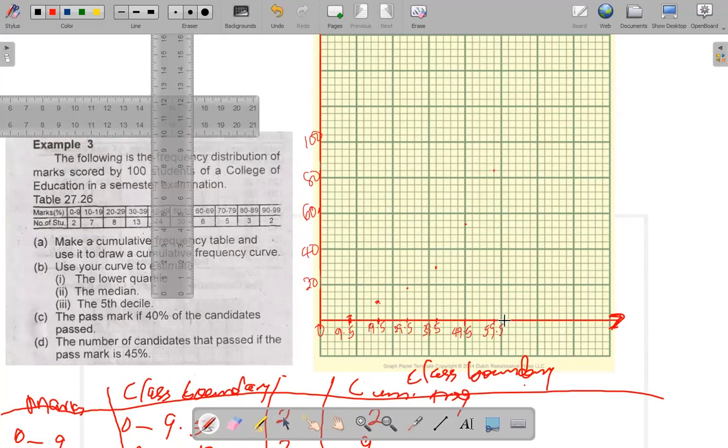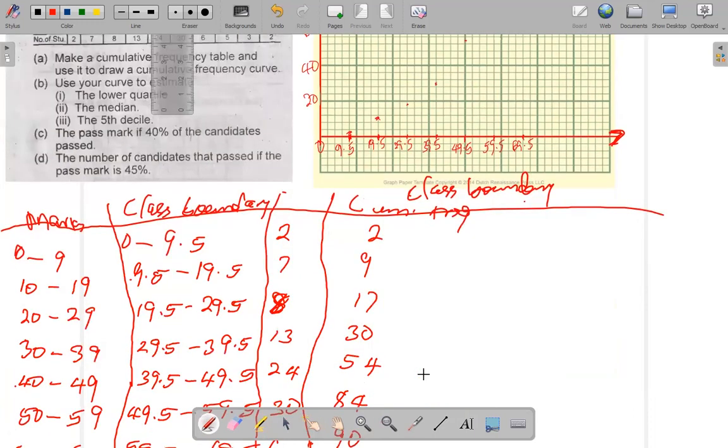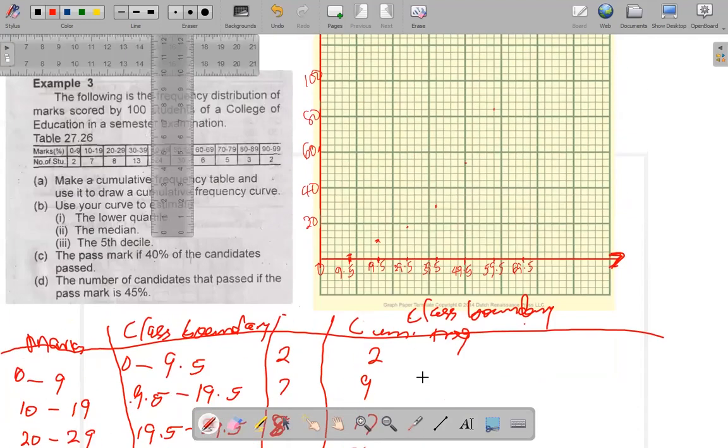And the next one, we count 4 again, 1, 2, 3, 4. This is 69.5. The cumulative frequency is 90. This is 80, 84, 88, 90 in the middle. Very good.